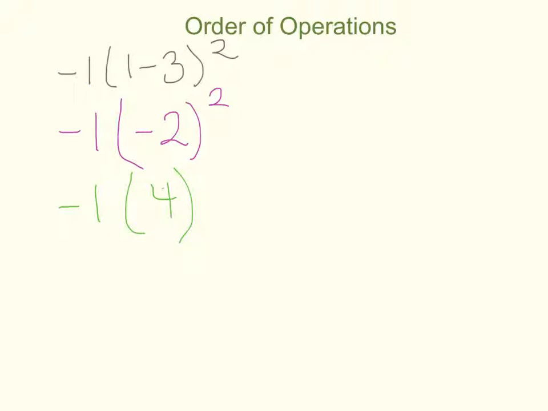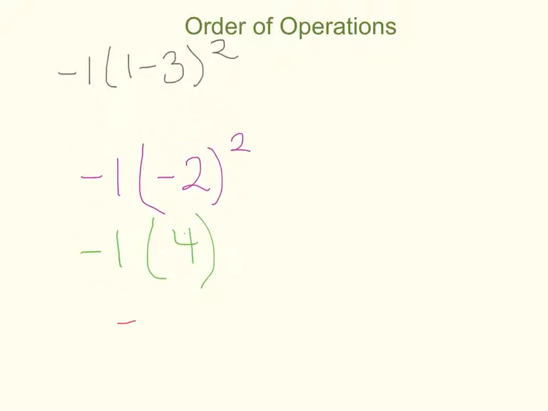Then the next step is multiplication and division. Negative 1 times 4 is negative 4. If we had addition or subtraction, we would do that last. But in this case we don't, so negative 4 is your answer.